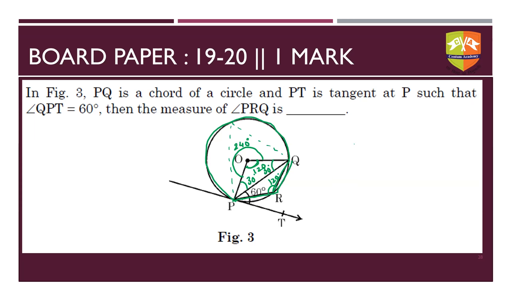So what Aditya is using is this. Let us say you have a tangent and you have a chord. The angle made by the chord, this angle X, is equal to this X. That's what you are using, right? The angle made by a tangent and a chord is equal to the angle subtended by the chord in the opposite segment. So you can use that directly also.